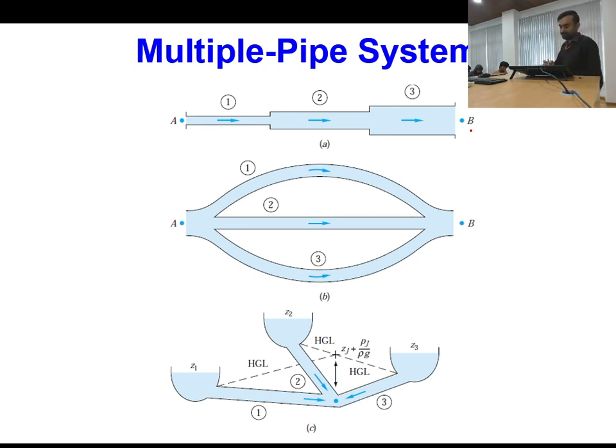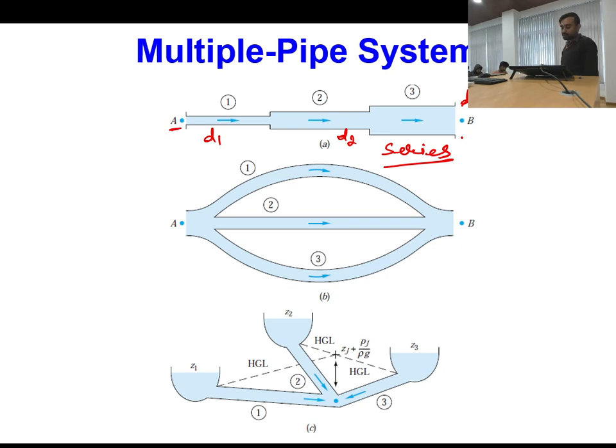One of the possibilities is that I can have pipes of multiple lengths and sizes in series. You can see this is the series combination. This is the first pipe of some D1 diameter, the second pipe is of D2 diameter, and the third is of D3 diameter, and we are having the flow from point A to point B, and the three different pipes are designated by 1, 2 and 3.